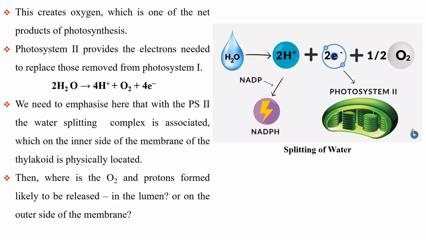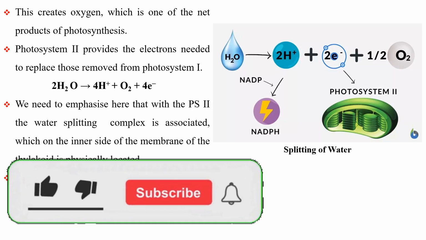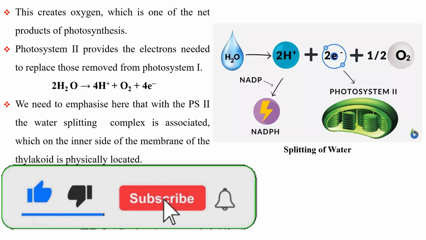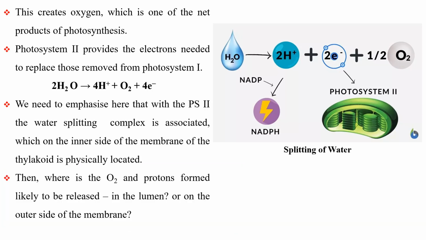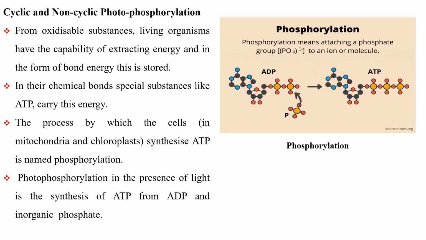We need to emphasize here that with photosystem 2, the water splitting complex is associated, which is physically located on the inner side of the membrane of the thylakoid. Then, where are the oxygen and protons formed likely to be released, in the lumen or on the outer side of the membrane? Cyclic and non-cyclic photophosphorylation.